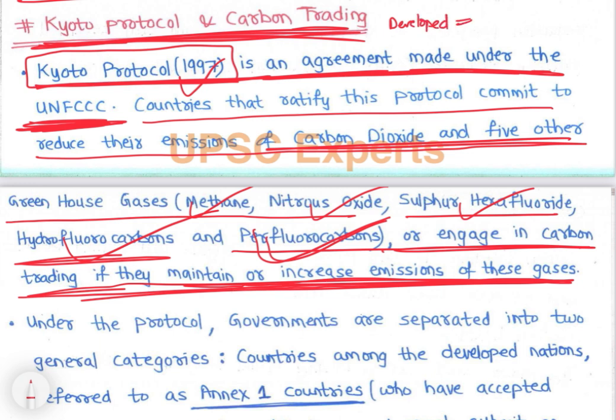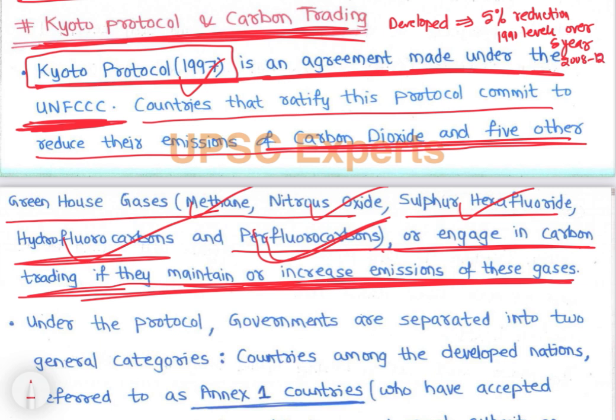हम उधर भी डिस्कस करेंगे. Developed countries agreed overall 5% reduction, right? Compared to 1990 levels का 1990 levels, right? Over 5-year period, right? That is 2008 to 2012.